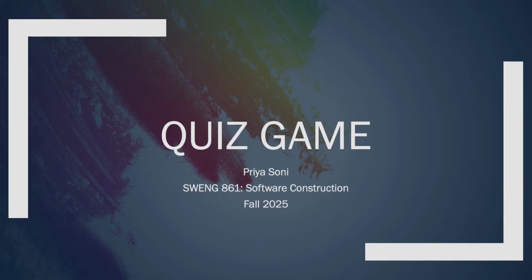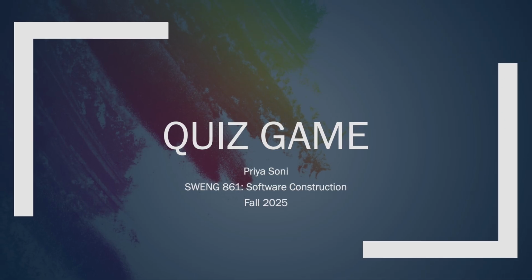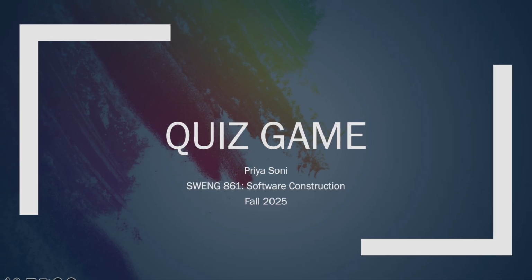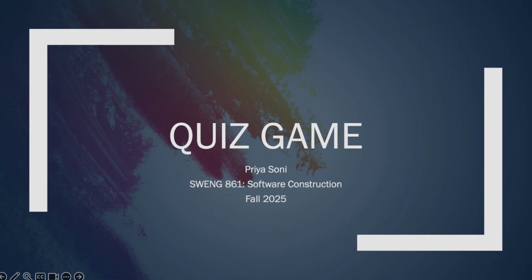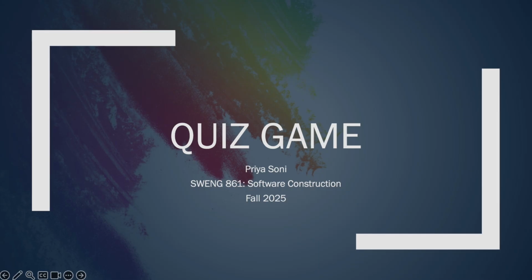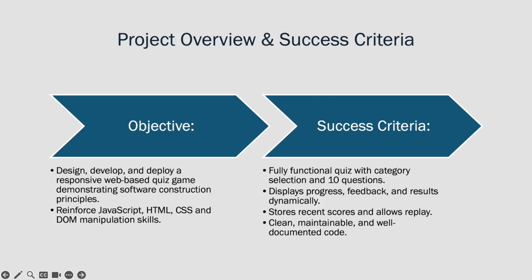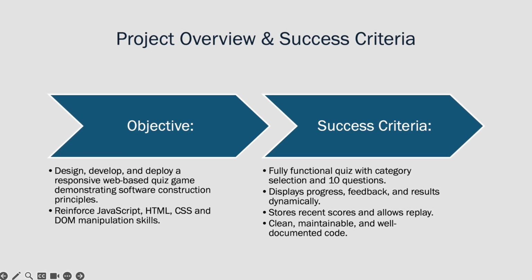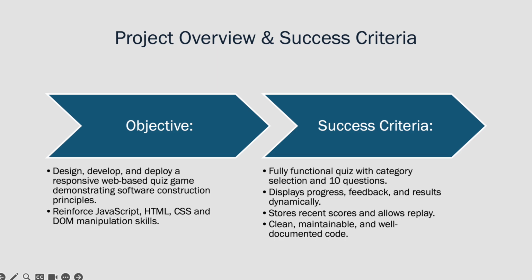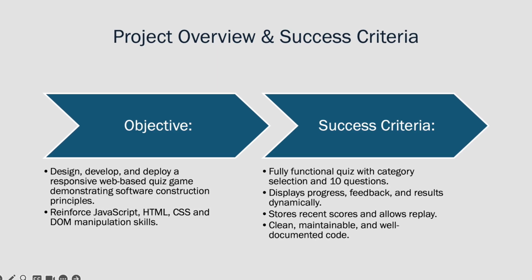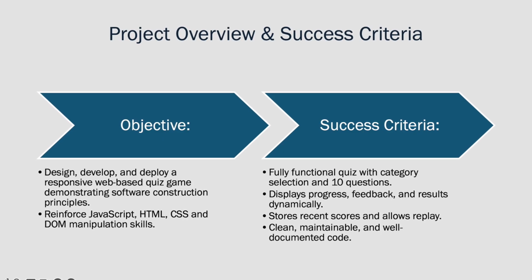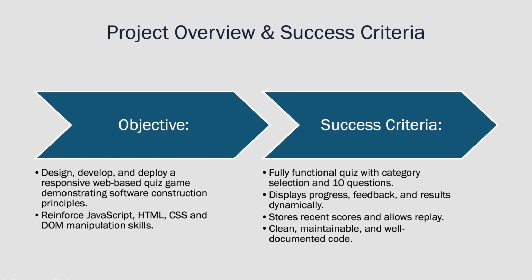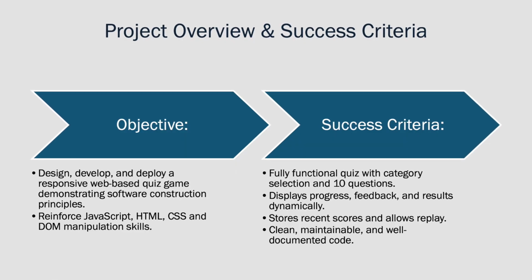In this video, I'm going to be walking you through my quiz game web application, which is a lightweight interactive quiz that was built with HTML, CSS, JavaScript, and JSON and deployed locally with Docker. The goal of this project was to design, develop, and deploy a complete web application that showcases the skills we learned in this class. I chose to build a quiz game because it's simple yet demonstrates many key software construction concepts such as user interaction, state management, front-end design, and deployment.